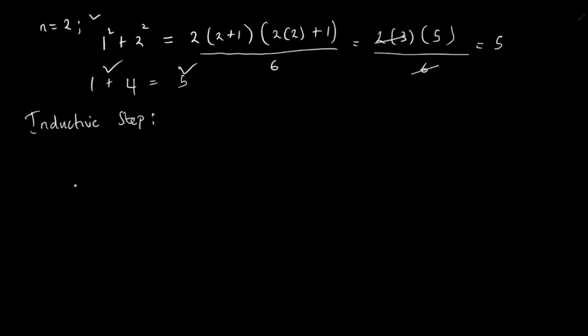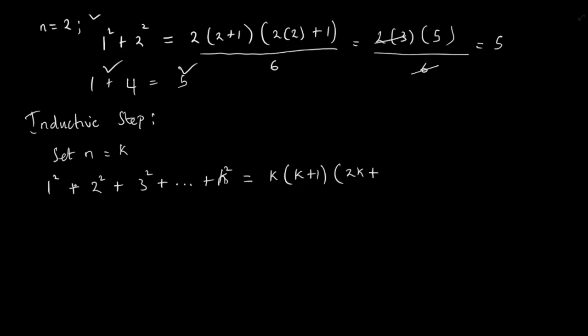So in this step, we have to set n equals to k. So we have 1 squared plus 2 squared plus 3 squared plus all the way to n squared. So k squared, because n is equals to k, is equals to k, open bracket, k plus 1, open bracket, 2k plus 1 over 6.